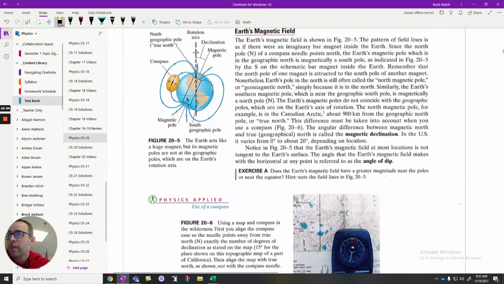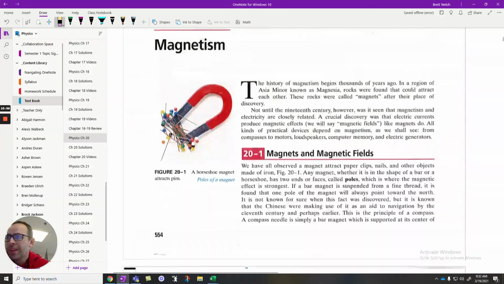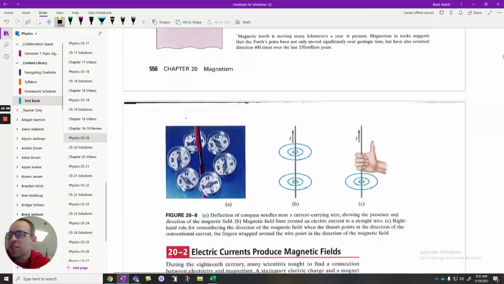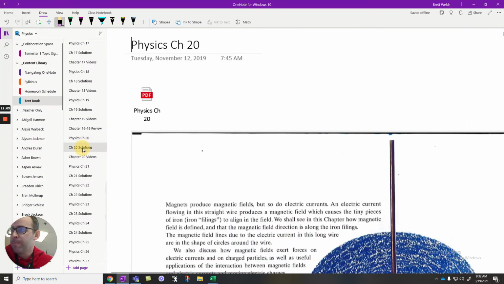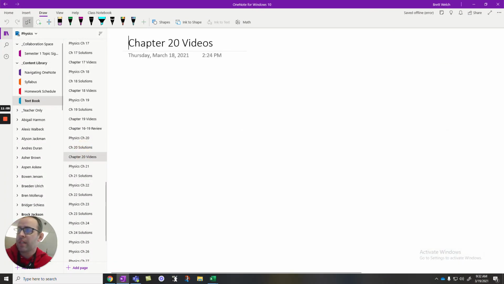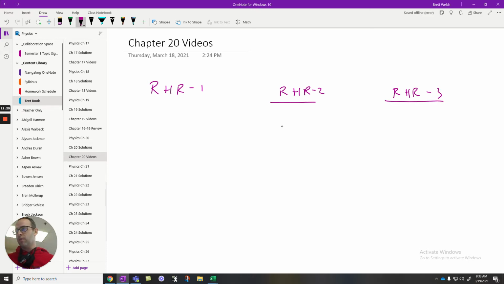But it is important that if you have questions, that you come in and talk about it. Honestly, this is one of those things that you just have to spend time doing the problems in order to understand. There are 3 different right-hand rules. Right-hand rule number 1, right-hand rule number 2, and right-hand rule number 3. Okay, and so we're going to look at these different rules.